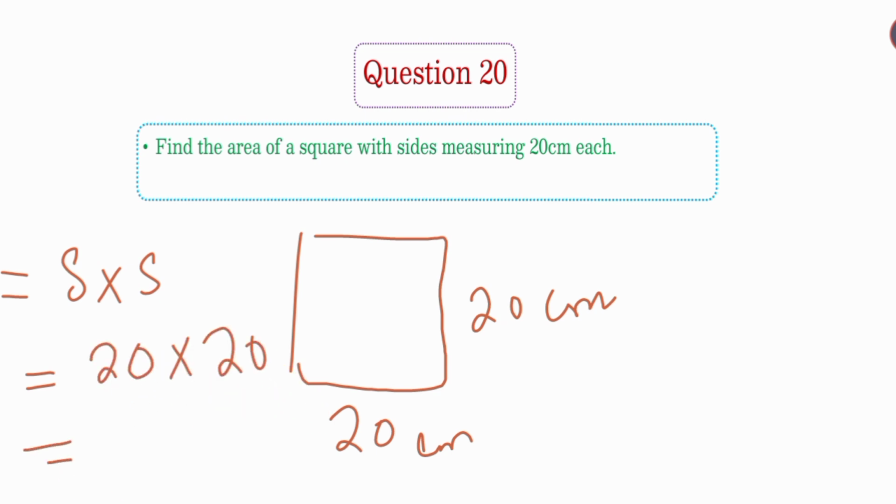And 20 times 20 is going to give you 400. So the area is 400 centimeter square. Remember, the area is always in meter square or centimeter square, or any unit you have taken, but it will be squared. Okay, let's move on to the next question.